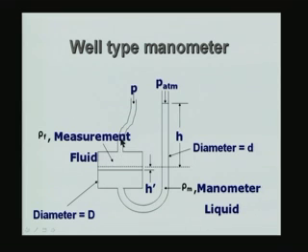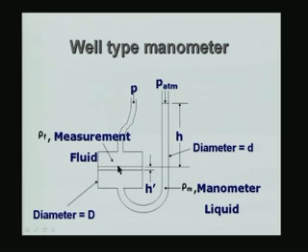In the case of well type manometer, the reservoir or well has a diameter equal to capital D, which is larger than the diameter of the tube, which is small d. For example, small d could be a few millimeters and capital D could be a few centimeters, so a factor of 10. The measurement fluid is going to communicate to the reservoir here, and the atmosphere is going to communicate to the top of the manometer liquid in the limb, which is here. And again the gravity direction is vertically downwards. So, what is going to happen in this case is slightly different.